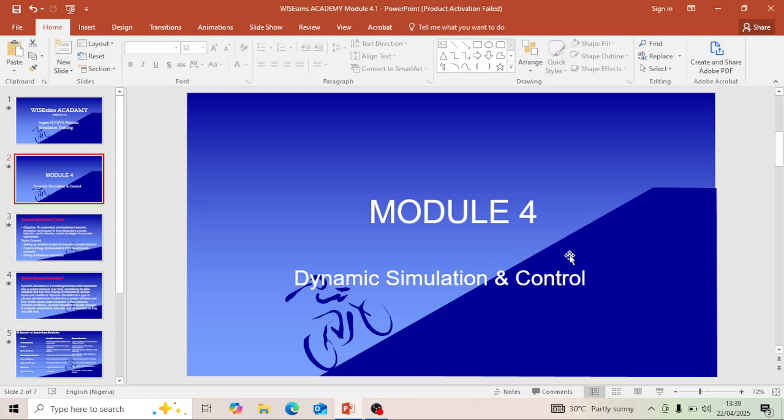Alright, so welcome everyone to Dynamic Simulation and Control. This is Module 4, and under this process, now we are moving from the steady state to the dynamic state of Aspen HYSYS. And in this dynamic state, we're going to be looking at controls as well. We're going to be applying some controllers to the system, alright, to regulate different process variables.